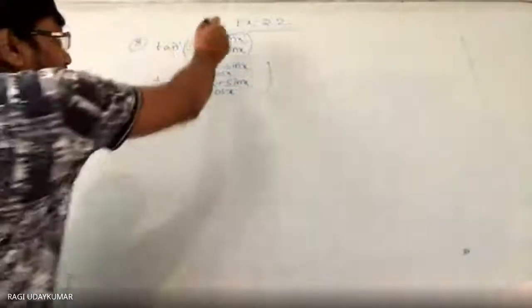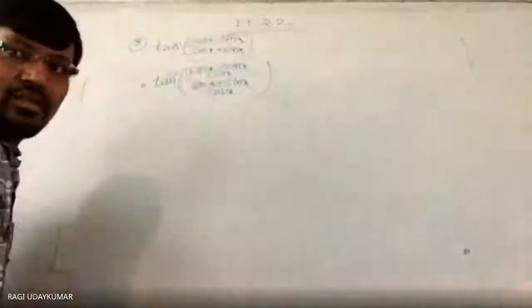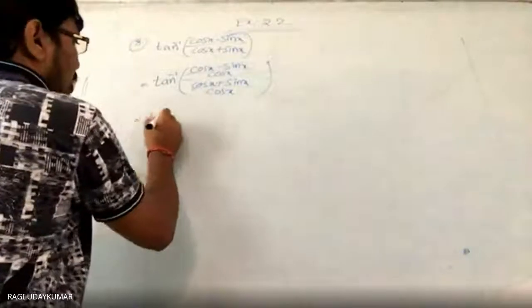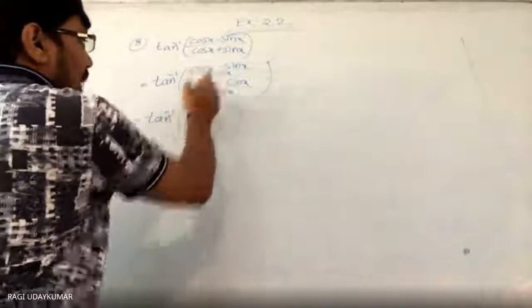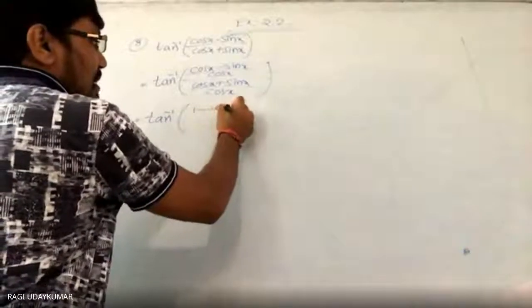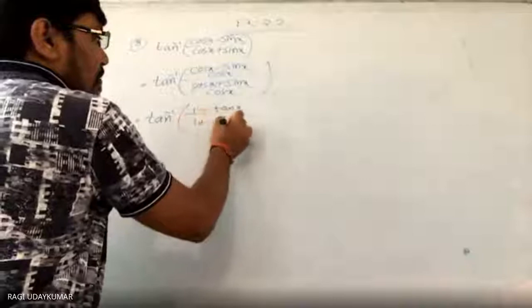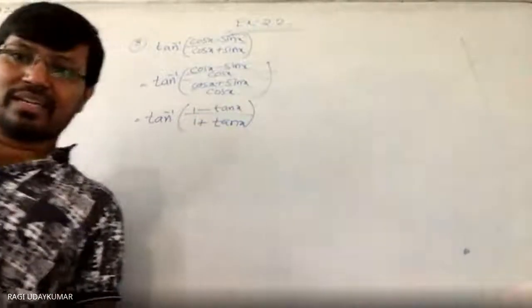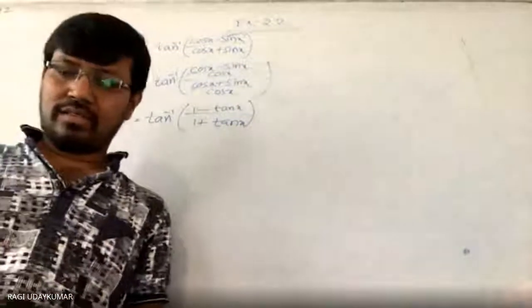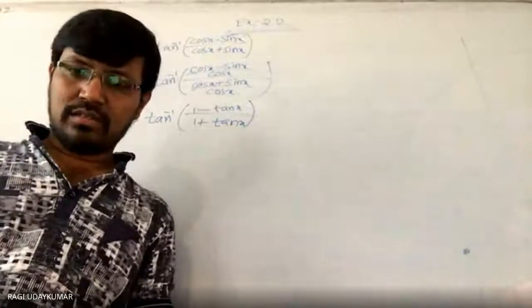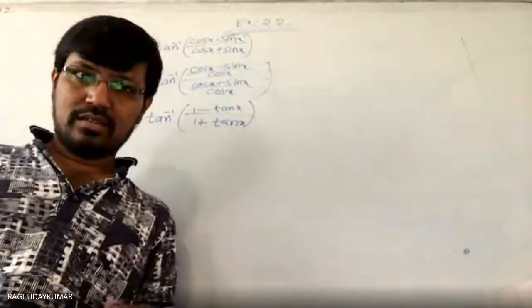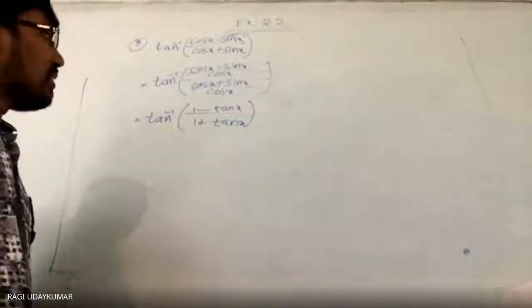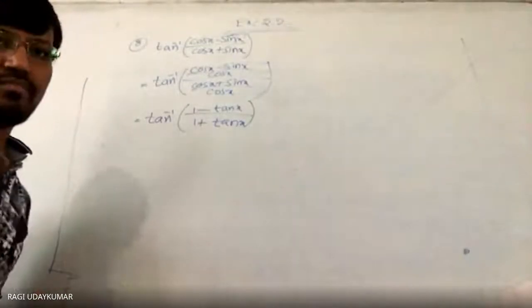Better I will convert this into the form of tan, so that the problem becomes easy. So cos x by cos x is 1, minus tan x by 1 plus tan x we are going to get. 1 minus tan x by 1 plus tan x. Is it clear? Did you understand? Yes, sir. Now if you observe properly, it looks like what form?